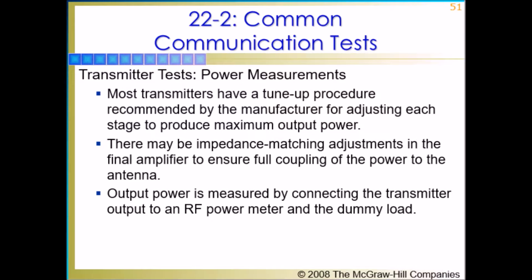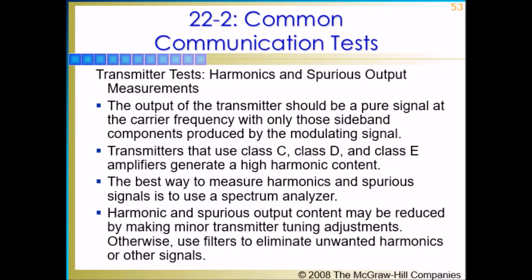Power measurements. Most transmitters have a tune-up procedure recommended by the manufacturer for adjusting each stage to produce maximum output power. The procedure for measuring the output power is to connect the transmitter output to an RF power meter and the dummy load. Most modern power meters measure both forward and reflected power, so standing wave ratio measurements are easier to make. It may be necessary to adjust the antenna or matching circuit to ensure maximum output power with minimum standing wave ratio.